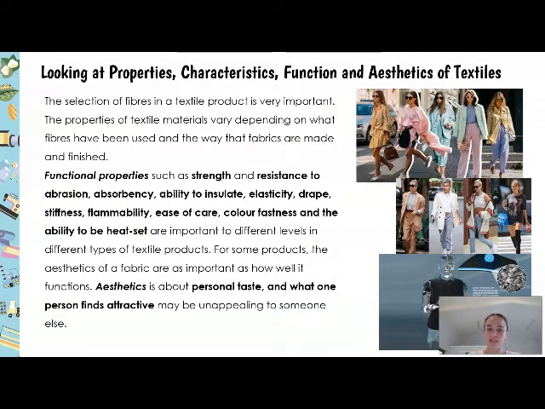Alright, looking at the properties, characteristics, function and aesthetics of textiles. The selection of fibres in a textile product is very important. The properties of textile materials vary depending on what fibres have been used and the way that fabrics are made and finished. So functional properties such as strength and resistance to abrasion, absorbency, ability to insulate, elasticity, drape, stiffness, flammability, ease of care, colour fastness, and the ability to be heat set are important to different levels in different types of textile products.